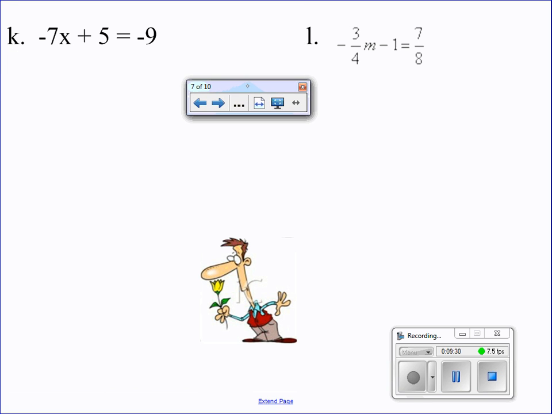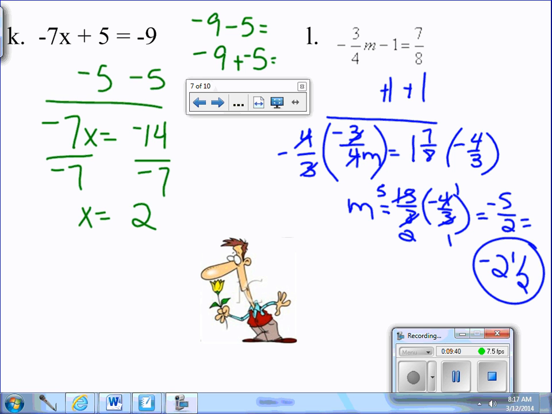We have 2 more examples. Going to pause them. Again, pay close attention to the signs. Okay, so in each of these examples, check your work. Our goal is to get the x or the m by itself and do the inverse operations.